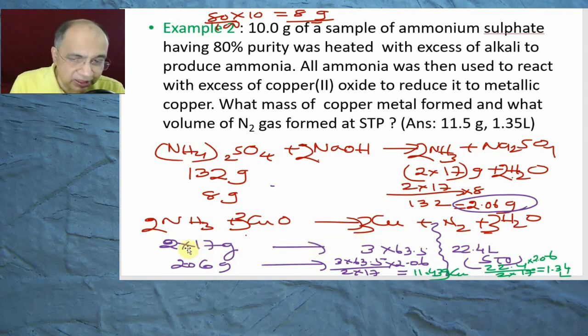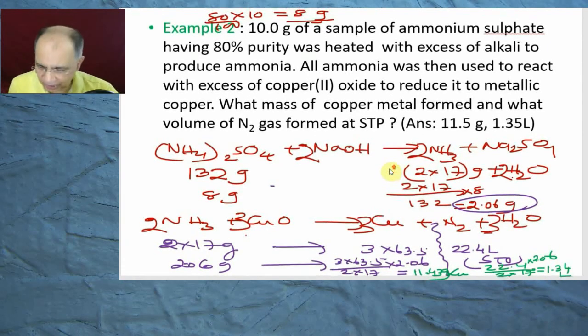So if this gives this and this, then 2.06, which is known from the first equation, then 2.06 gram will produce how much of copper? This by this into 2.06, coming 11.4 something gram of copper. And how much liters of nitrogen? 22.4 by this into 2.06, coming 1.34 liters of nitrogen at STP, right?